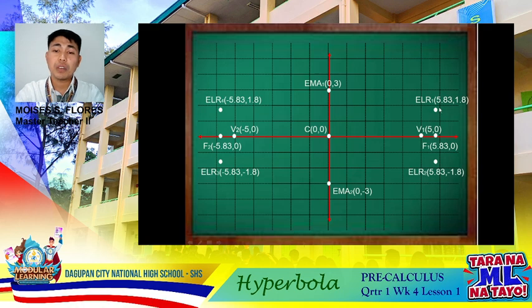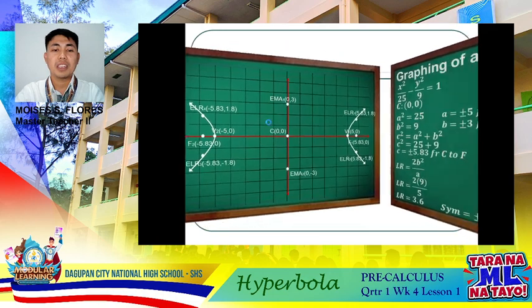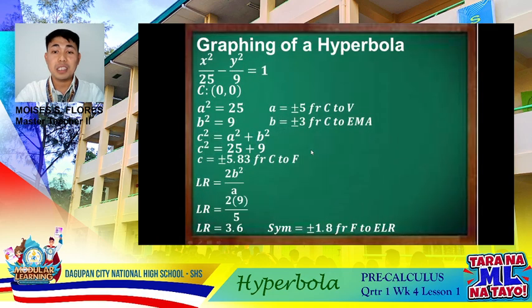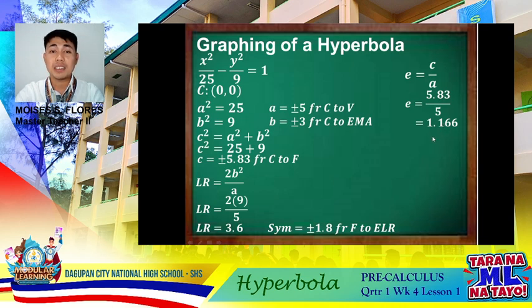Okay, we are now ready to connect and form a parabola, 2 parabolas. So there you have it. Then another parabola here. There you have it. Okay, and we are not yet through. The next thing to consider this time is, of course, again, our eccentricity. Our eccentricity has a formula of C over A, which is 5.83 divided by 5 equals 1.166.